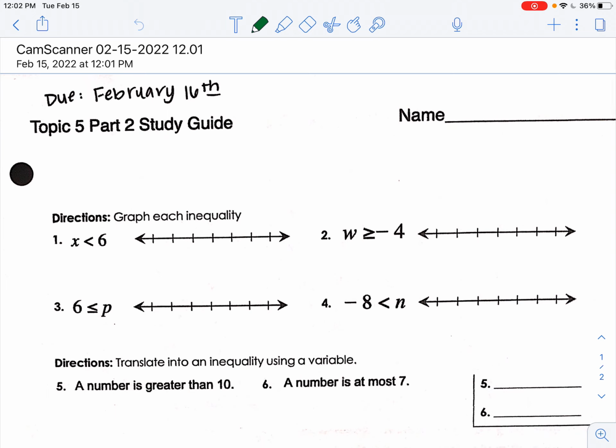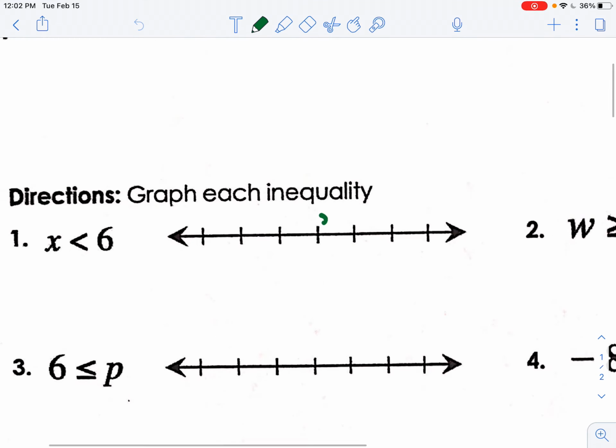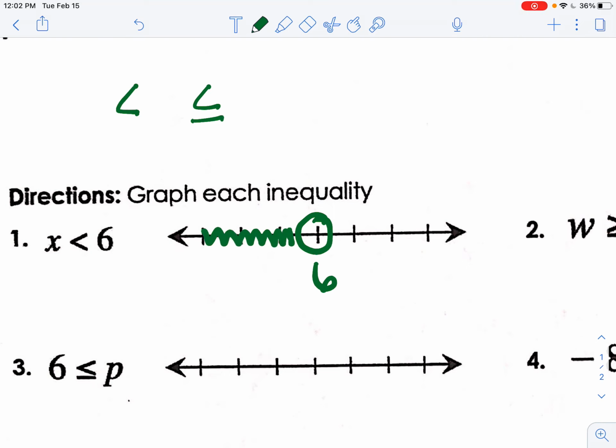It's x is less than 6. So all you have to do is pick one of those marks to be 6. Circle it and call it 6. Decide if you want the circle to be open or closed. And it stays open because we have the less than symbol, not the less than or equal to symbol. So it stays open. And then the numbers that are less than 6 are on the left side of 6.